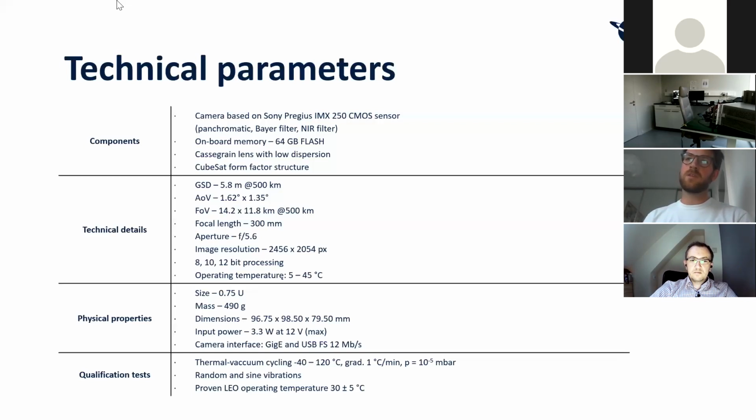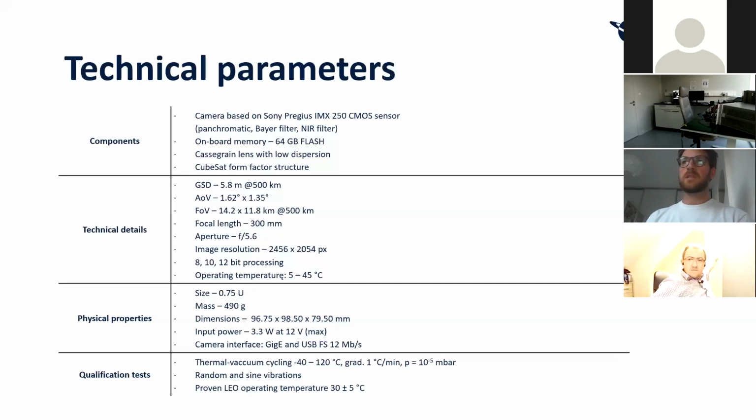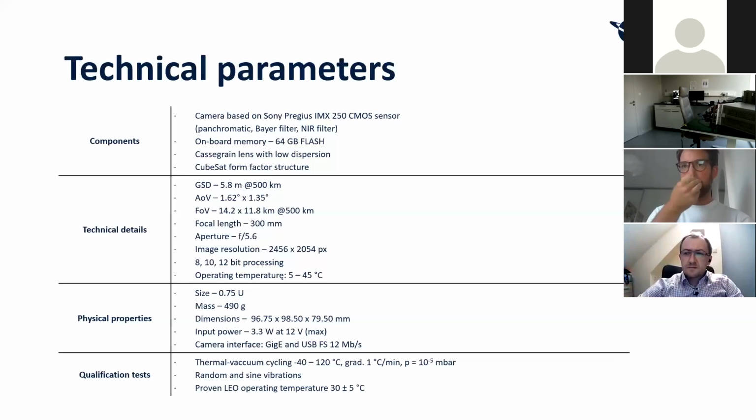All of the system has been put through thermal vacuum cycling at these extreme temperatures, right? But the camera wasn't. It hasn't been operating in these thermal vacuum cycling temperatures, and the proven operating temperatures at LEO were around the spectrum of its operating temperature, right? So the camera hasn't been touched by these extreme temperatures like minus 40 or 120, or even close.